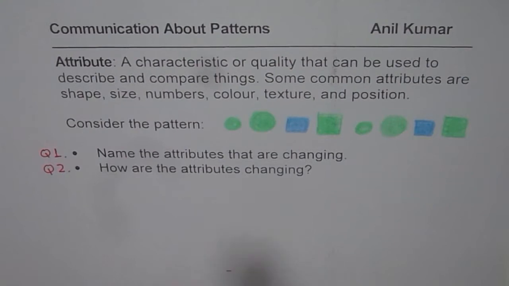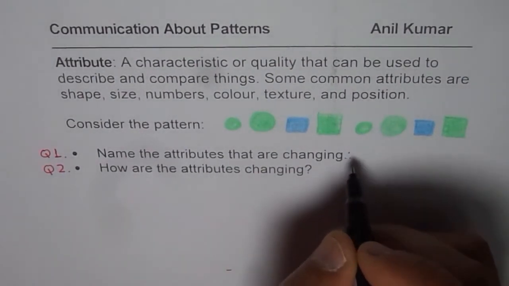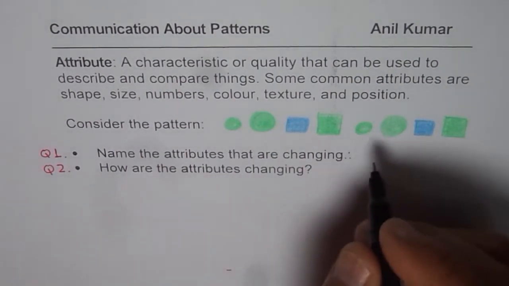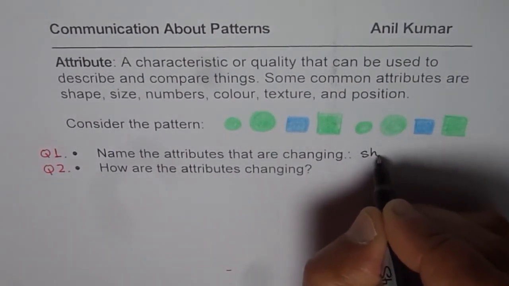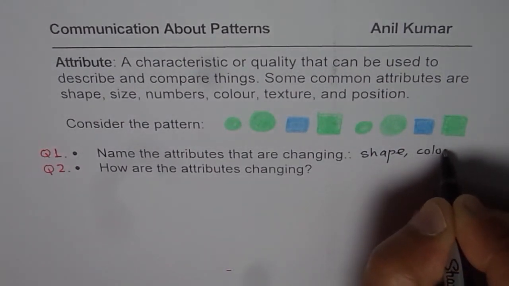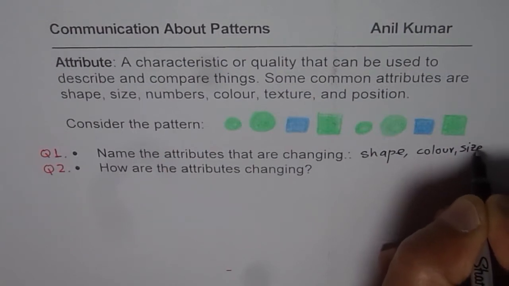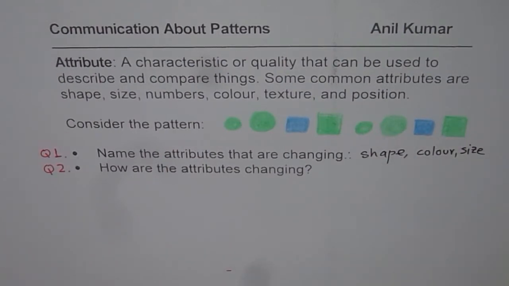Now let us answer them. Name the attributes that are changing. Attributes which are changing are shape, color, and size, correct? So three attributes are changing in this particular case.